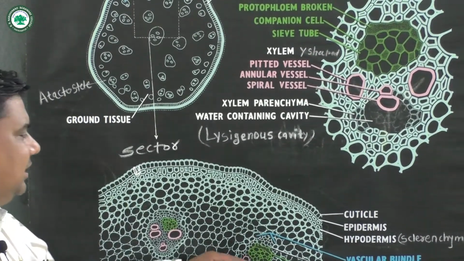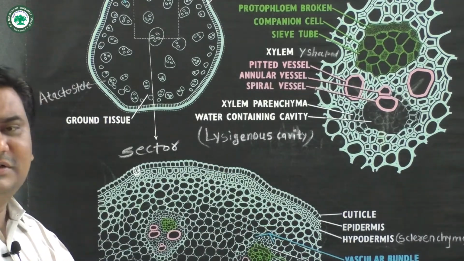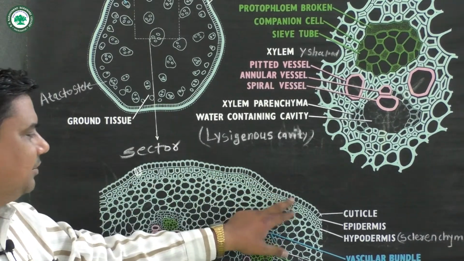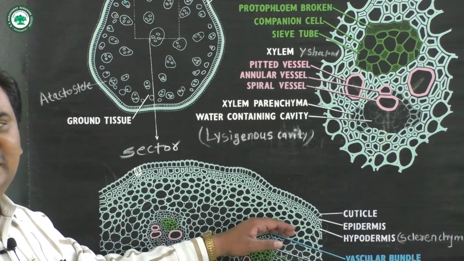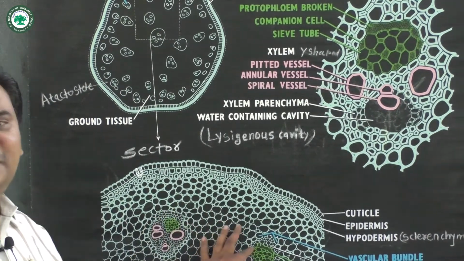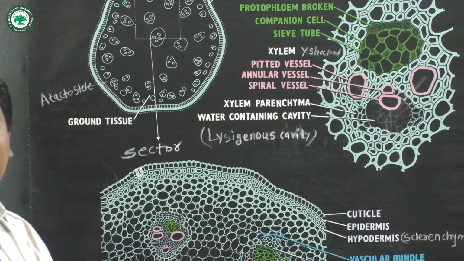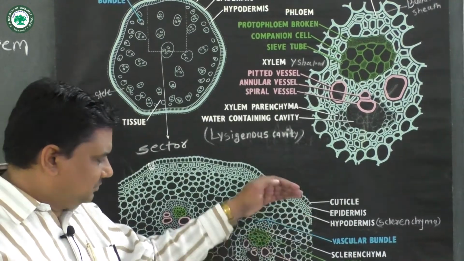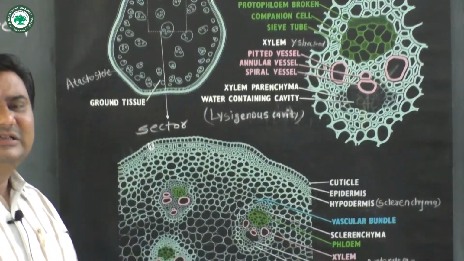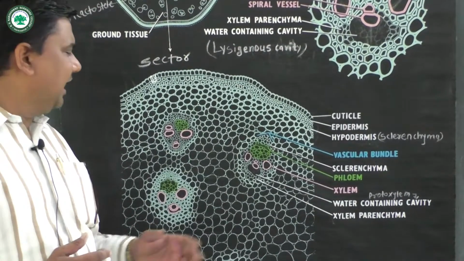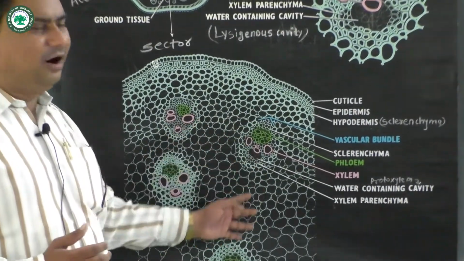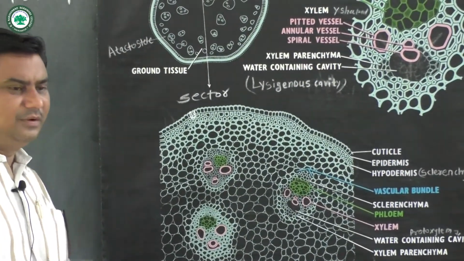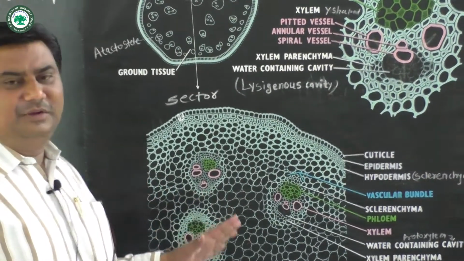So today what we see is the monocot stem. The outermost layer is the epidermis. Above the epidermis there is the cuticle. Just below the epidermis there is the hypodermis, and then the ground tissue. In that ground tissue, the vascular bundles are scattered. There is no arrangement in any form. That's why the stele is called the atactostele. Okay, this much is about the anatomy of the monocot stem.